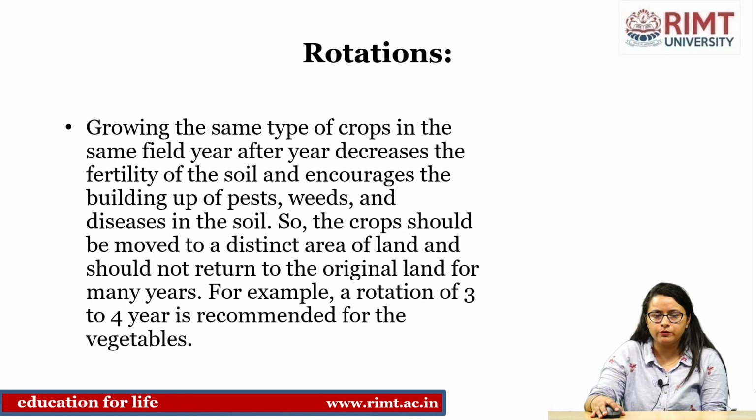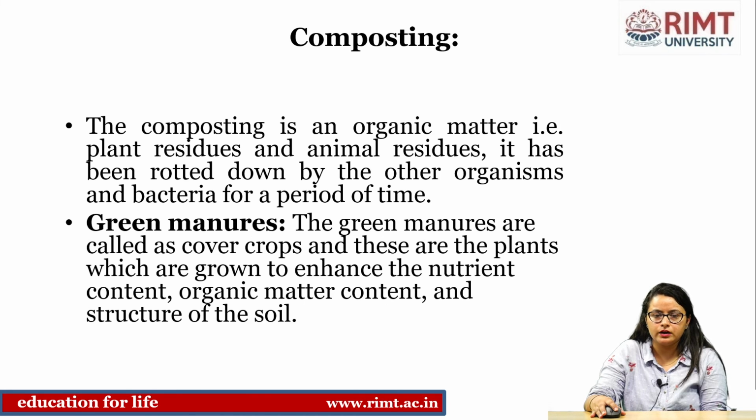Growing the same type of crops in the same field year after year decreases the fertility of the soil and encourages the building up of pests, weeds and diseases in the soil. So the crop should be moved to a distinct area of land and shouldn't return to the original land for many years. For example, a rotation of 3 to 4 years is recommended for vegetables.